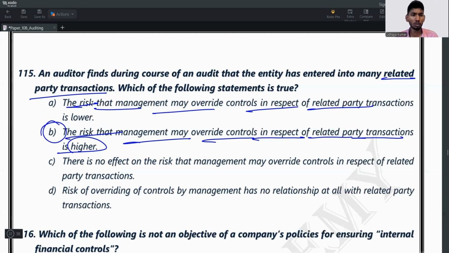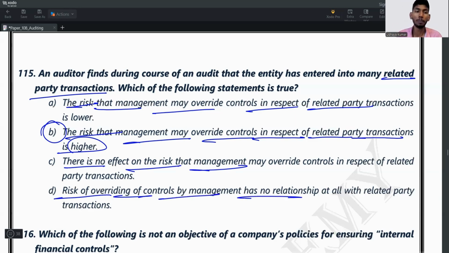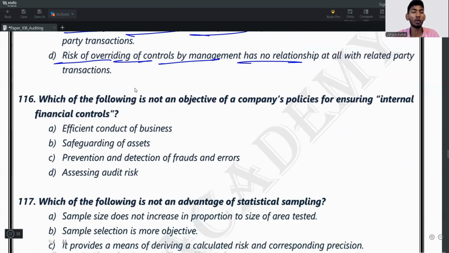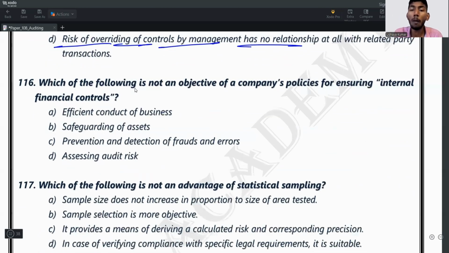So we still have two more options. There is no effect on the risk; how can you say that there is no effect on the risk that management may override? It cannot be said like that, right? The risk of overriding of controls by management has no relation? It has a relationship. So option B is the accurate answer. So moving to question number 116, which of the following is not an objective of a company's policies for ensuring internal financial control? He's asking again for the one that is not an objective, but efficient conduct of business is an objective.